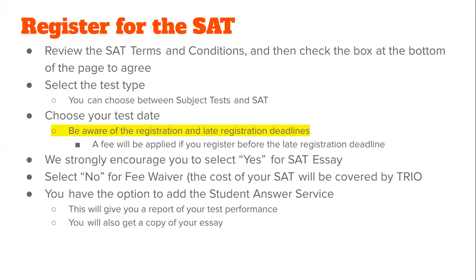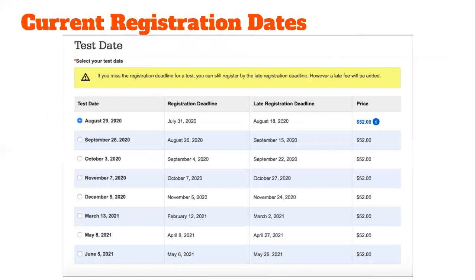We strongly encourage you to select Yes for SAT essay. Select No for fee waiver. The cost of your SAT will be covered by TRiO. You will have the option to add the Student Answer Service. This will give you a report of your test performance. You will also get a copy of your essay. The following is a list of current registration deadlines and dates.